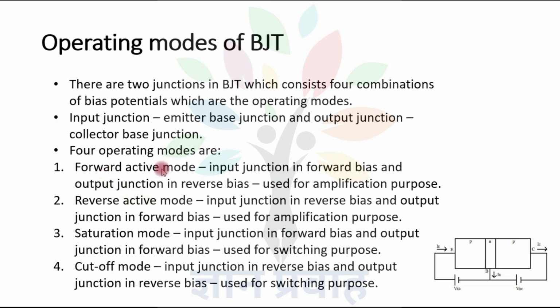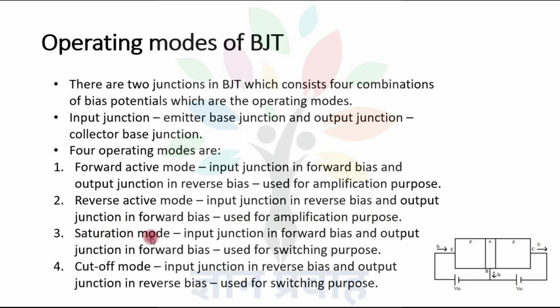So in case of forward active mode, the input junction, here we are saying the EB junction is the input junction and the CB junction is the output junction. So in case of forward active mode, if the input junction is forward biased and the output junction is reverse biased, then it is the forward active mode, and this mode is used for amplification purpose. In case of reverse active mode, the input junction is reverse biased while the output junction is forward biased, and this is also used for amplification purpose.